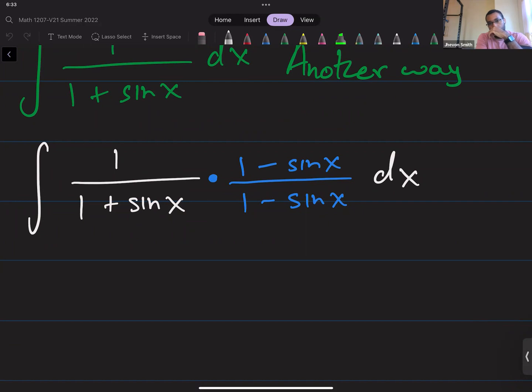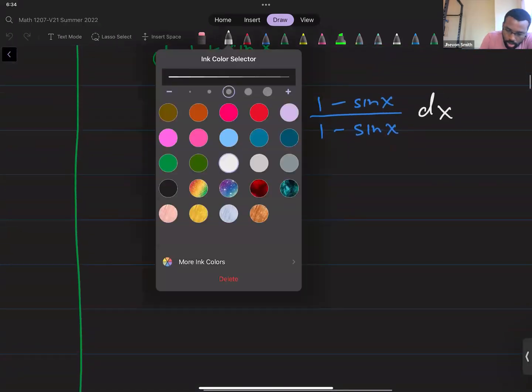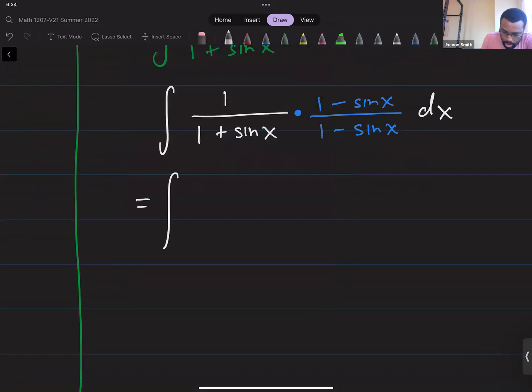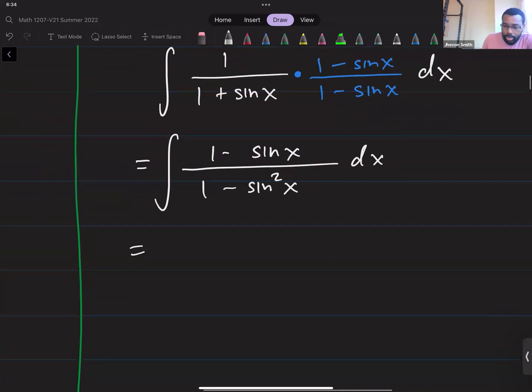I think we could use the secant squared identity on the denominator. Okay, how would that work? When you multiply it out, you get 1 minus sine squared x in the denominator. Yeah, 1 minus sine squared, because of difference of squares. We have 1 plus something times 1 minus something, a plus b times a minus b, which gives difference of squares. And in the top, it'll just be 1 minus sine x. All right. And what happens now?